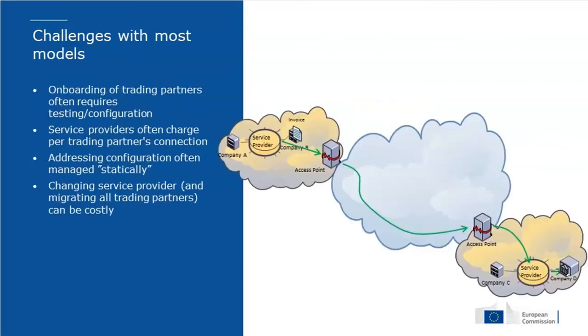So there are challenges with most models. Onboarding of trading partners often requires testing and configuration. So you need to make a small project of each onboarding, for each trading partner. There are also a lot of different business models in place around Europe for how the service providers connect. And sometimes you have to charge for each trading partner that you connect. Sometimes you also have to pay for each invoice being sent, and sometimes there are also roaming fees.